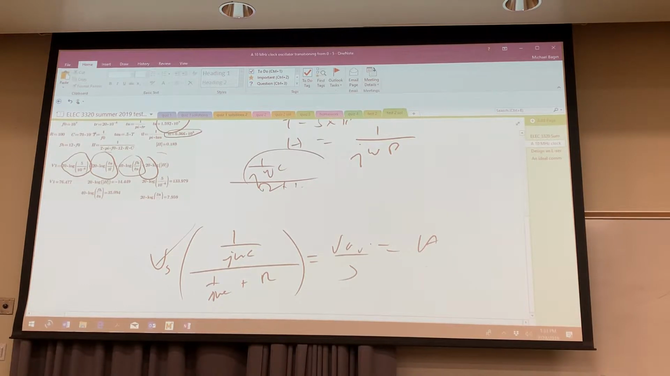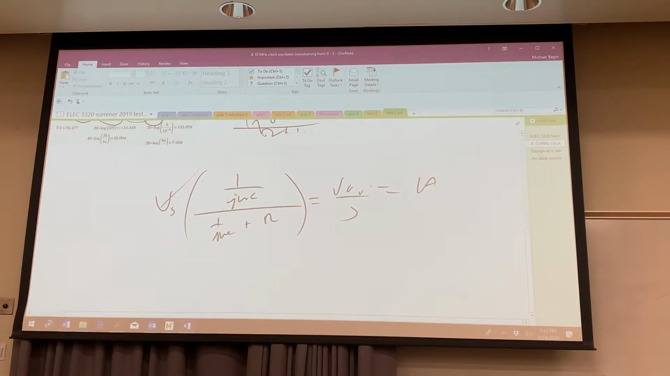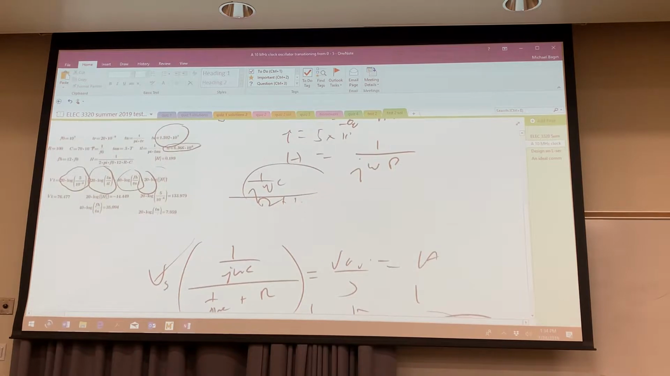Mm-hmm. And when you do that, that's going to be multiply top and bottom by j omega C, and you get 1 over 1 plus j omega RC, and this is dominant, I believe. It's much, much greater than 1. So it's really approximated as just 1 over omega RC as the magnitude. If you use that, you can use the whole one. And when you do that, then you get this.